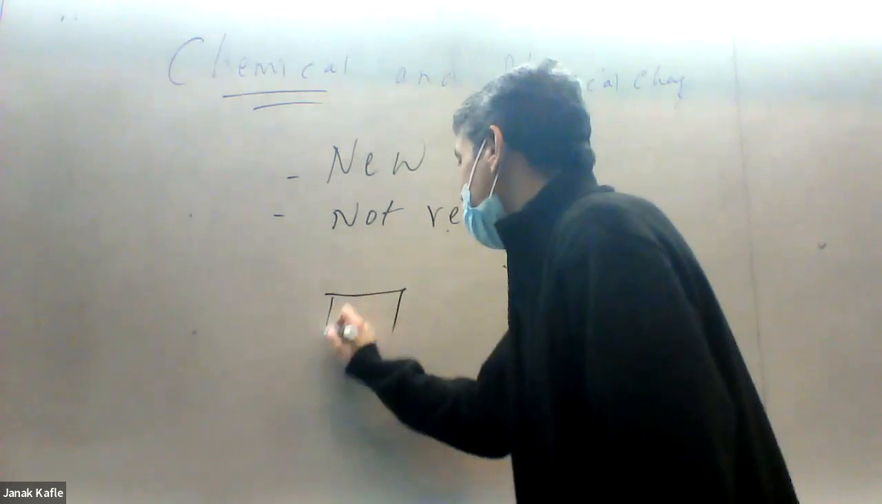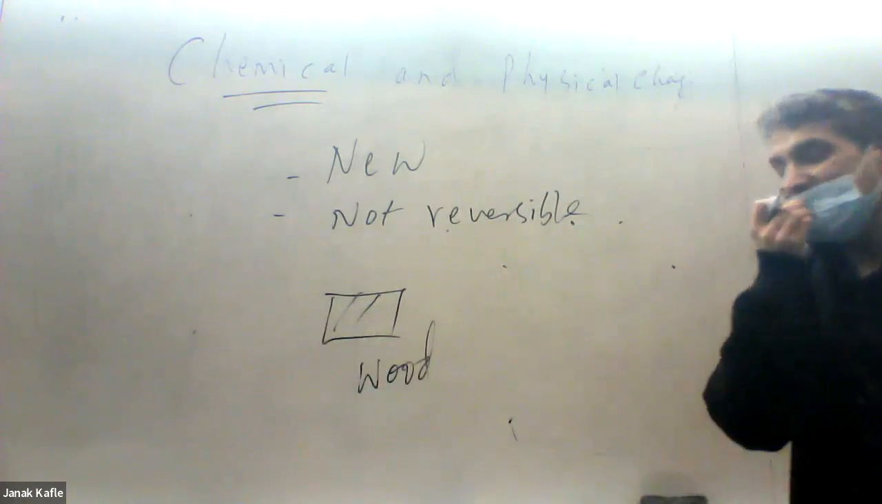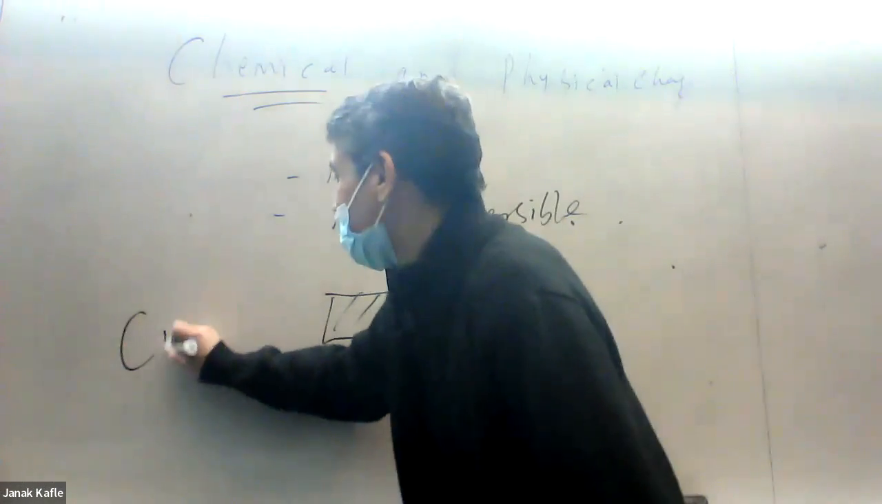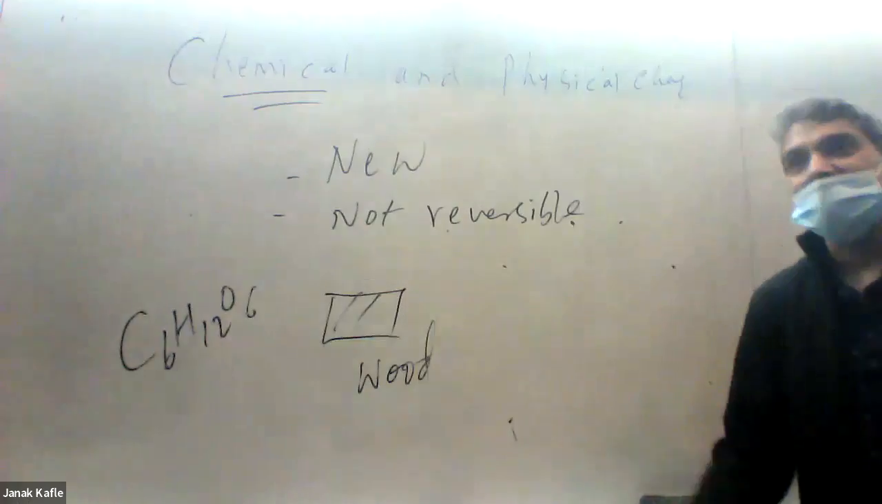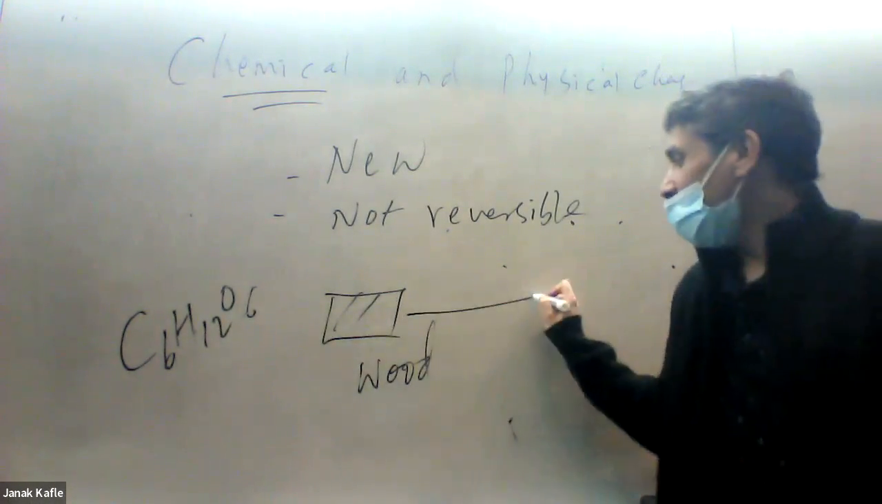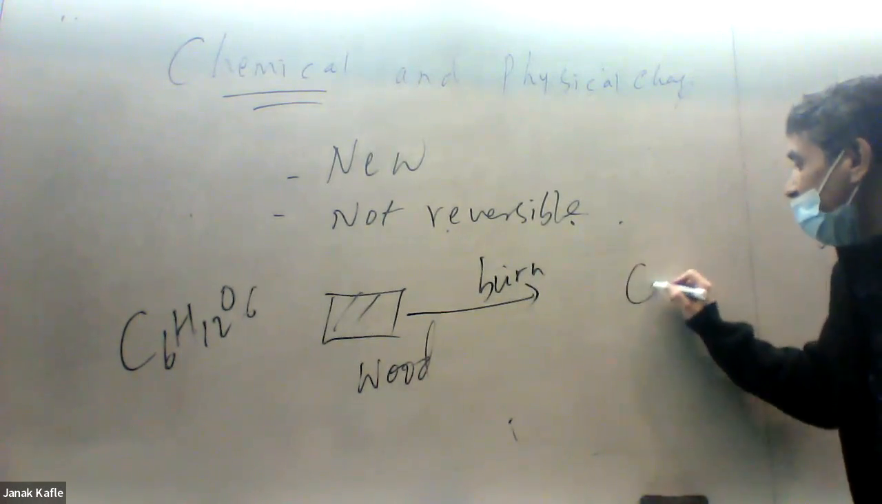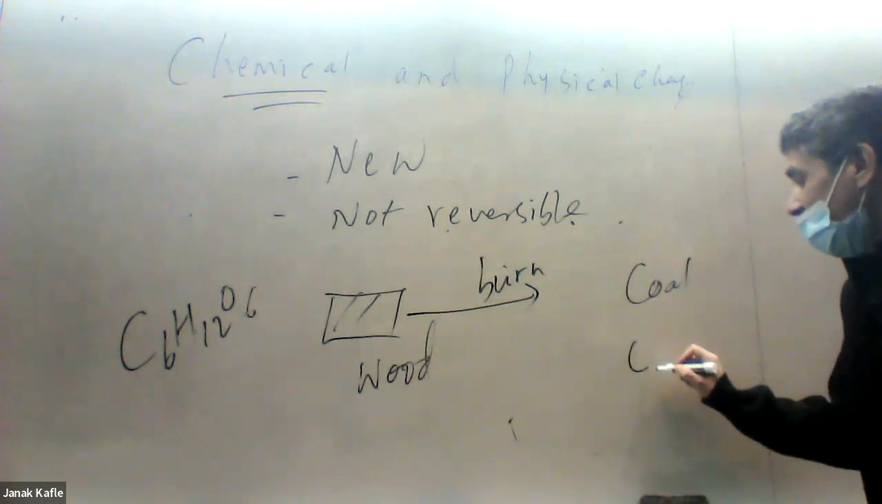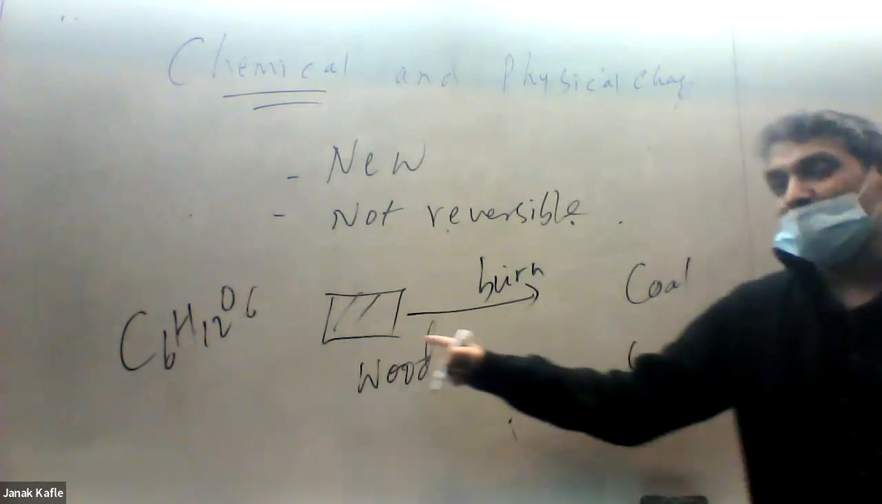For example, I have an example here. You have a piece of wood, W-O-O-D. Wood is basically this kind of compound, C6H12O6, cellulose, glucose. Now, if you burn the wood, B-U-R-N, you get coal. Coal is only carbon. Can you convert coal to wood?